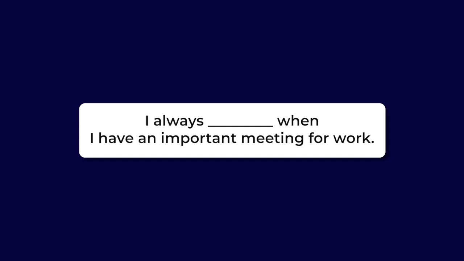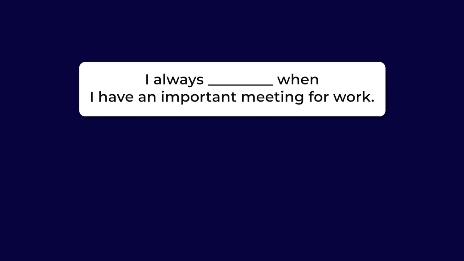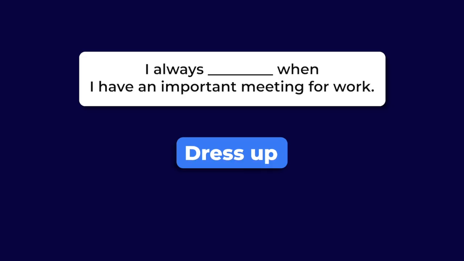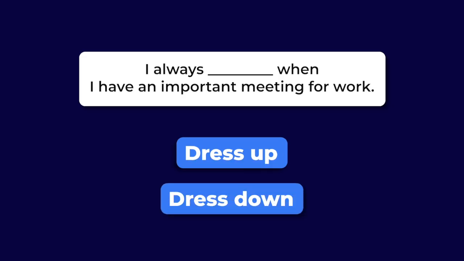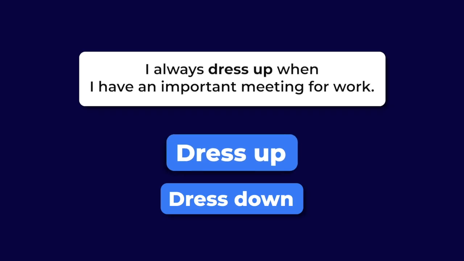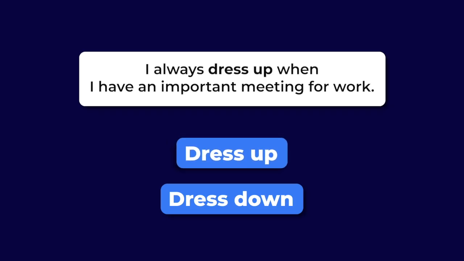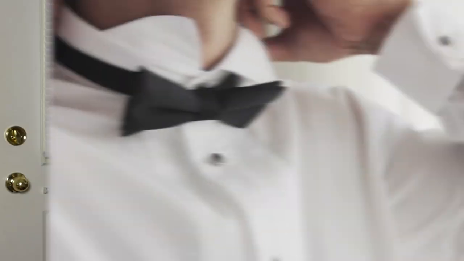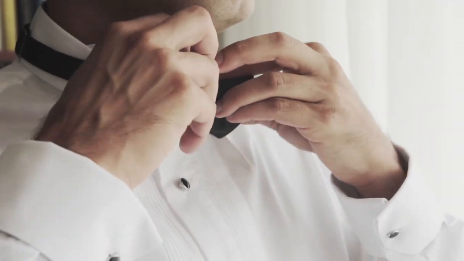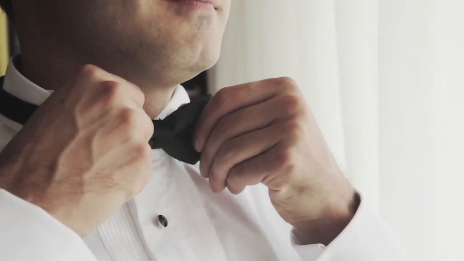When I have an important meeting for work, I always dress up for the important meeting, or I always dress down for the important meeting. The correct answer for this question is I always dress up for an important meeting at work. To dress up means to dress better than normal, to try to look nice, or as I like to say, fancy. To dress down actually means to dress more casually.